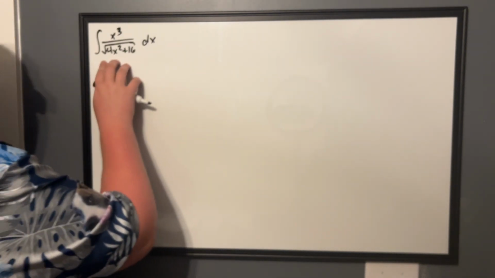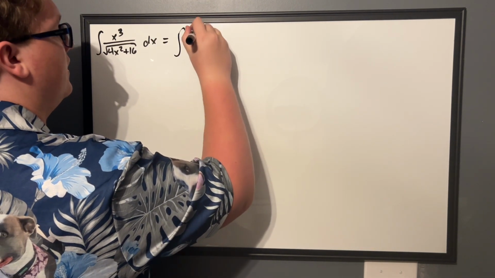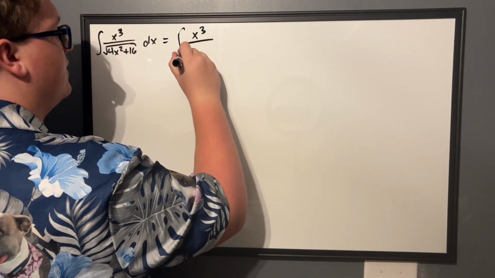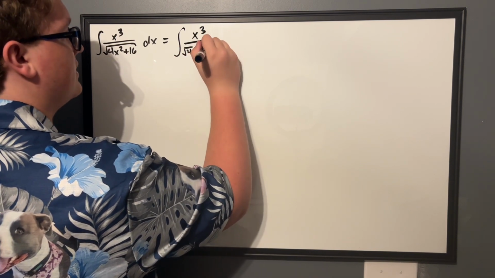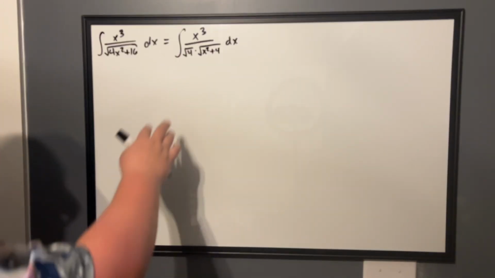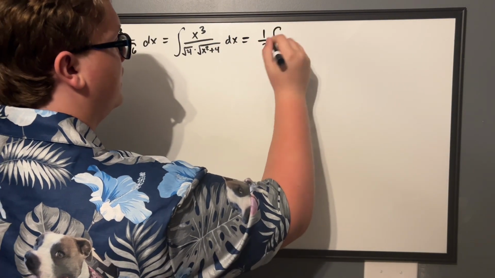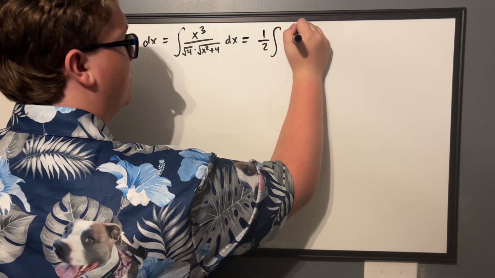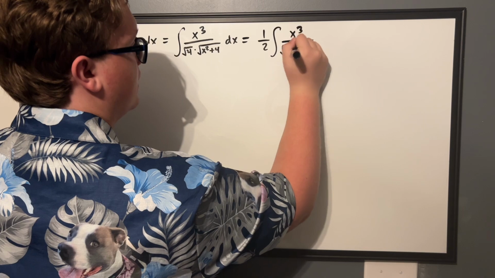So what we're going to do is we're actually going to factor a 4 out of this denominator. So we're going to have, this is the same thing as the integral of x cubed over the square root of 4 times the square root of x squared plus 4 dx. Now remember the square root of 4 is just going to be 2, so we can pull a 1/2 out of this integral, and we'll just have 1/2 times the integral of x cubed over the square root of x squared plus 4.